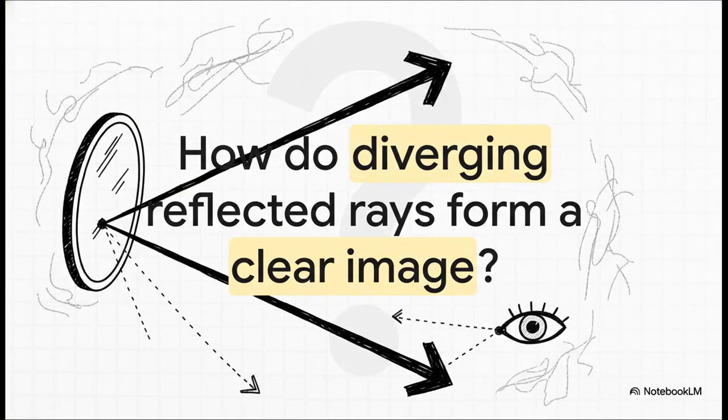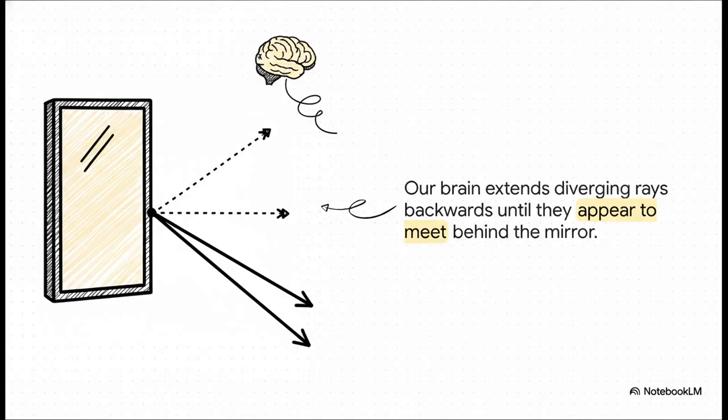Now think about this for a second. The light rays that are reflecting off the mirror and coming into your eyes are actually moving apart from each other. They're diverging. So how on earth can our brain take these spreading out rays and see a single clear image? Well, here's the magic trick. Our brain doesn't know that the light has bounced. It assumes that light always travels in a straight line. So what your brain does is it traces these rays backwards in a straight line, see the dotted lines in the diagram, until they all seem to meet at one point behind the mirror.